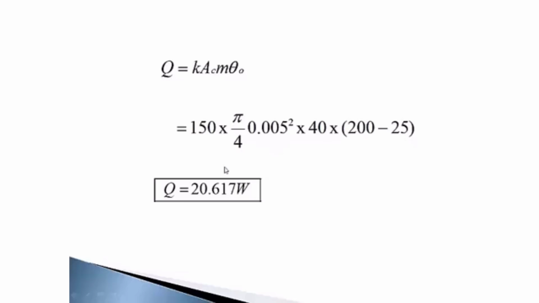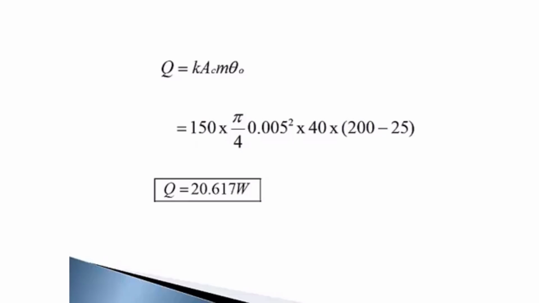Substituting this, you will get Q as 20.617 watts. So 20.617 watts means 20.617 joules per second. Every second, 20.617 joules of heat will be dissipated through the rod. So this is how you find out the heat transfer. Here the length does not come because it is given as a long fin, and the length was not required to calculate the heat transfer.